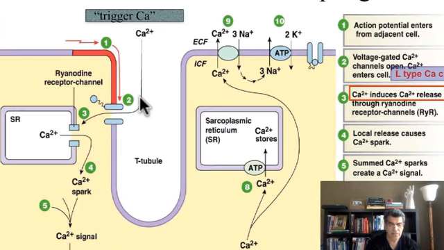Calcium is going to attach to troponin, tropomyosin is going to move away, and contraction is going to happen. This idea that calcium from outside is going to come in and make you release more calcium from the sarcoplasmic reticulum is called calcium induced calcium release.